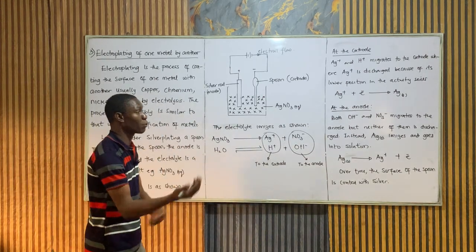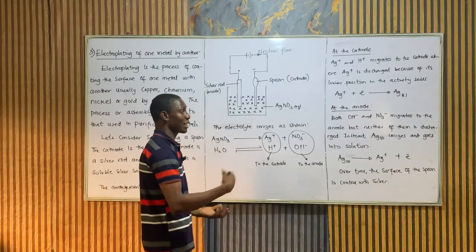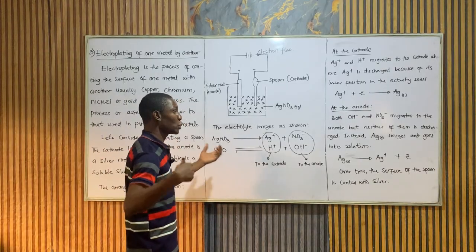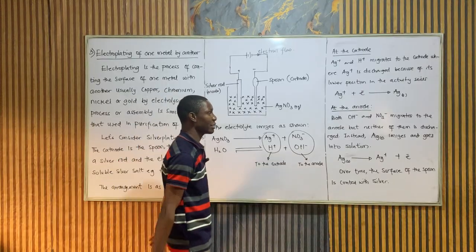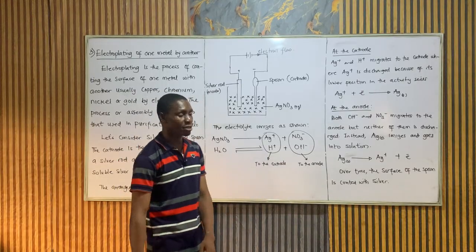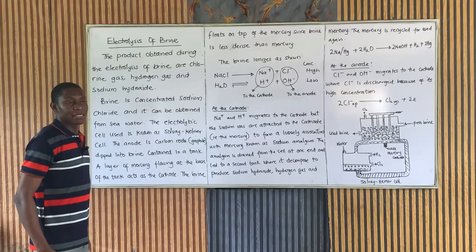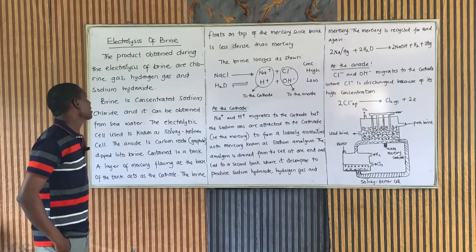You can electroplate any metal with another metal, but be sure that those metals are the metals that are below hydrogen in the activity series.